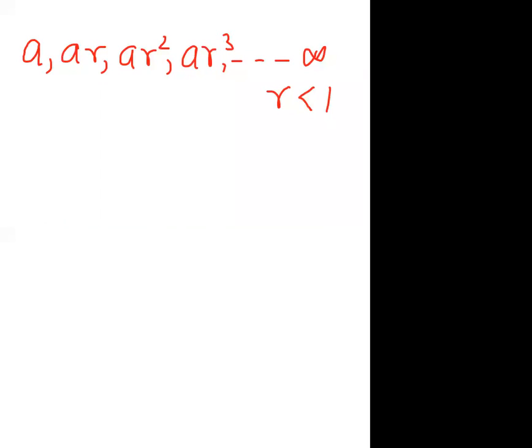In this case, the sum of infinite terms of the GP will be S = a upon 1 minus r. Exactly why it happens, that also we should be knowing.